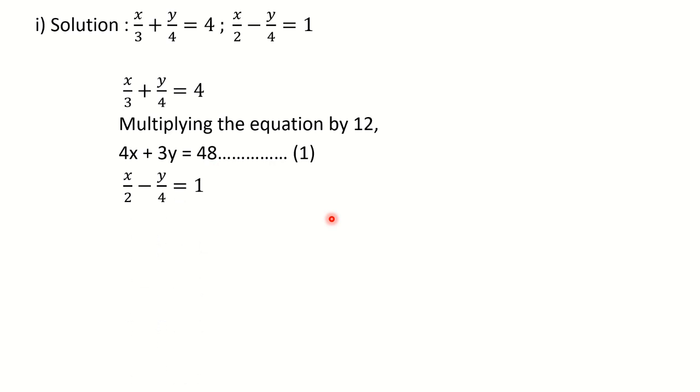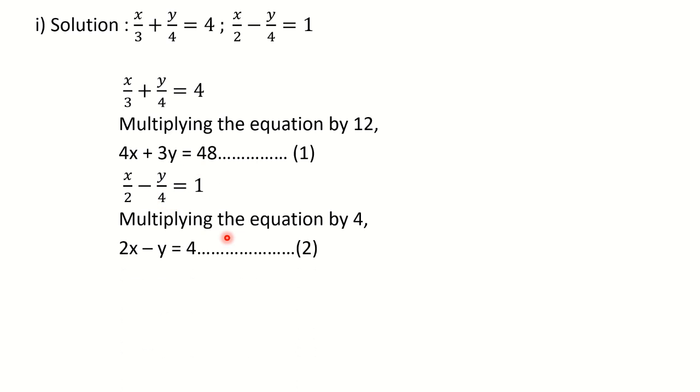Then take the second one: x upon 2 minus y upon 4 is equal to 1. Here the LCM of 2 and 4 is 4. So we have to multiply the equation by 4. When you are multiplying by 4, here 4 will get cancelled with 2 and you will get 2x. And here 4 and 4 will get cancelled and you will get minus y. And here you will get 4. So the new equation is 2x minus y is equal to 4. This is our equation 2.